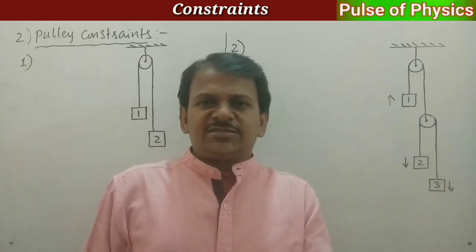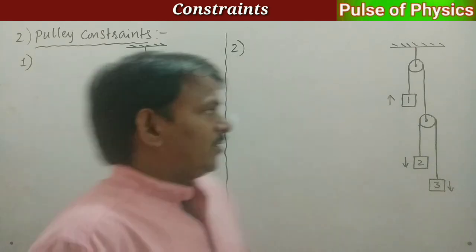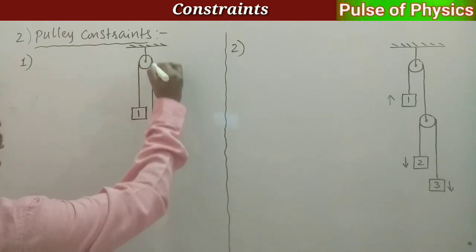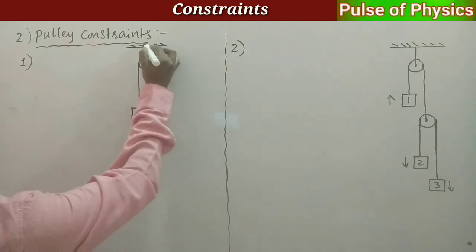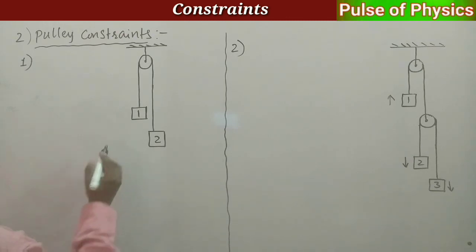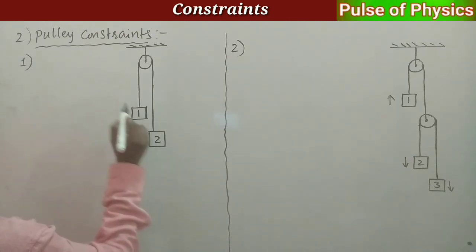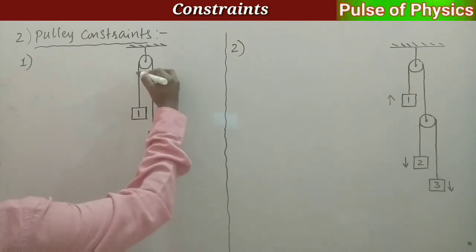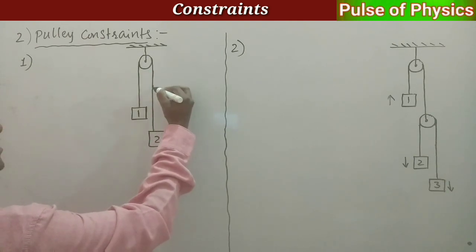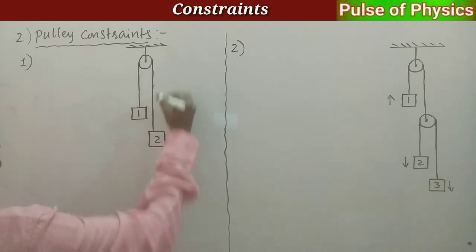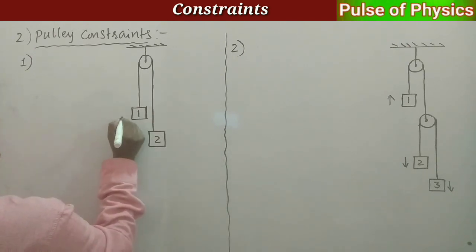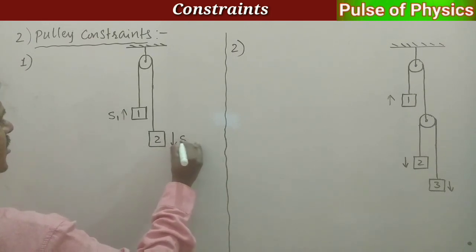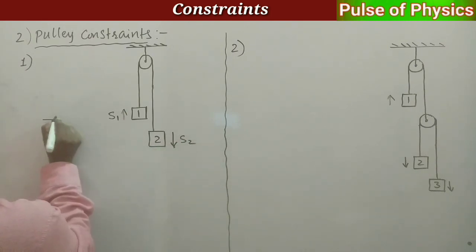Second type, pulley constraints. Come to the first problem. Two blocks are connected by a string which is passed over a pulley. That pulley is fixed at a rigid support. Analyze the motion. If one block moves upward, the other block moves downward. The first block moves upward x centimeter. The string becomes loose, and it transfers x centimeter to this side. Automatically this block moves downward x centimeter. Here, displacement of the first block is S1, displacement of the second block is S2. Here minus S1 is equal to S2.